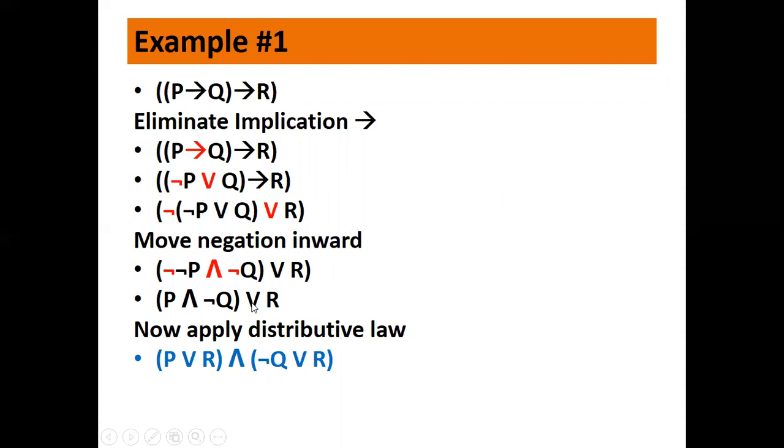Now, actually this is a disjunction associated with an elementary clause. What we need is conjunction. So you'll apply the distributive law. So now it will be P or R, and negation of Q or R. So now you have conjunction of disjunctions, right? So this is in conjunctive normal form. Very simple example. Let us start with the second example.